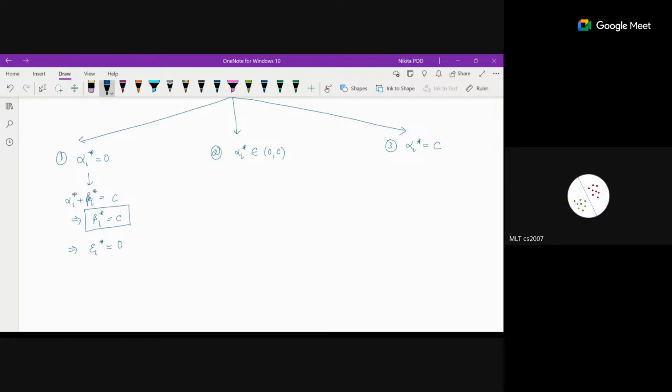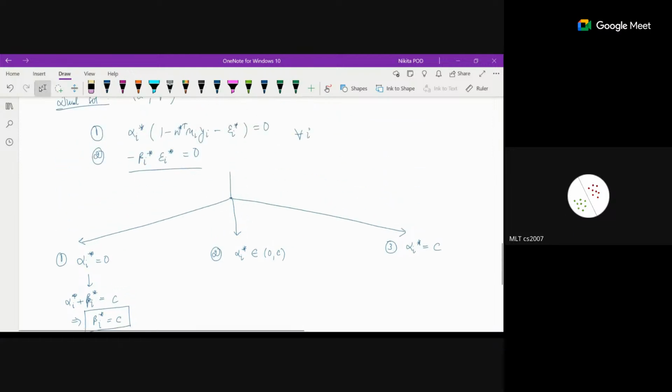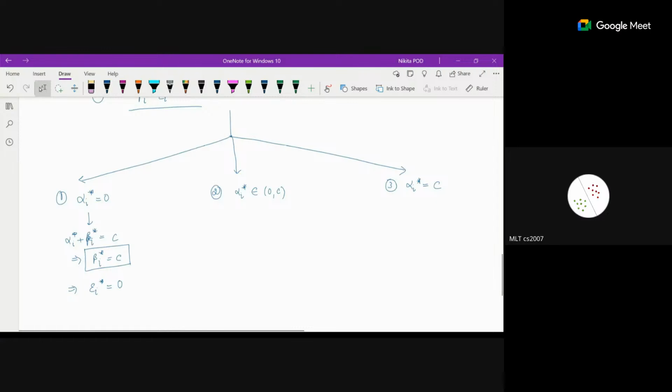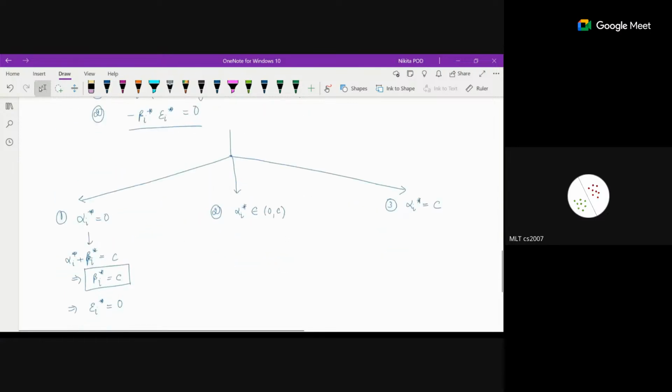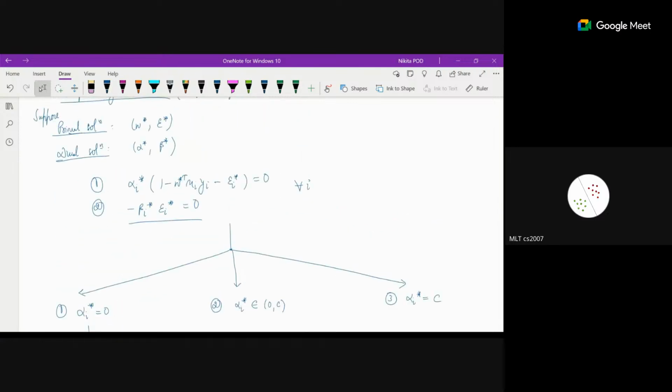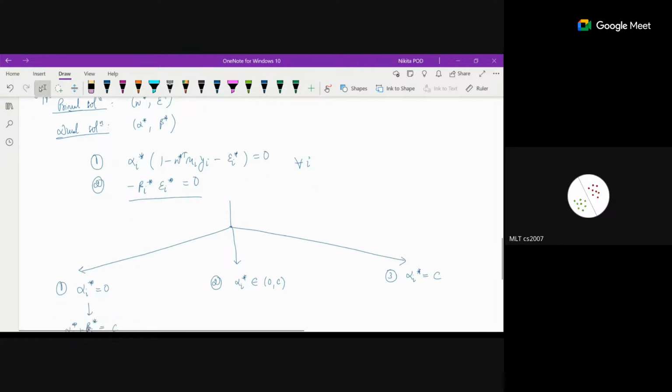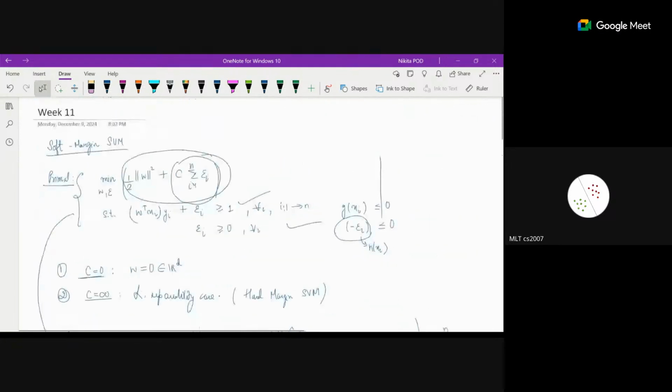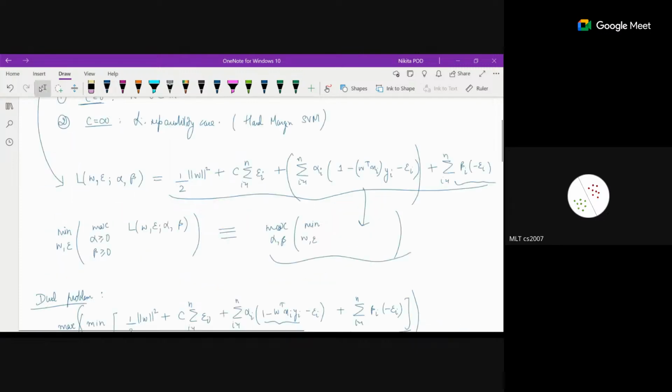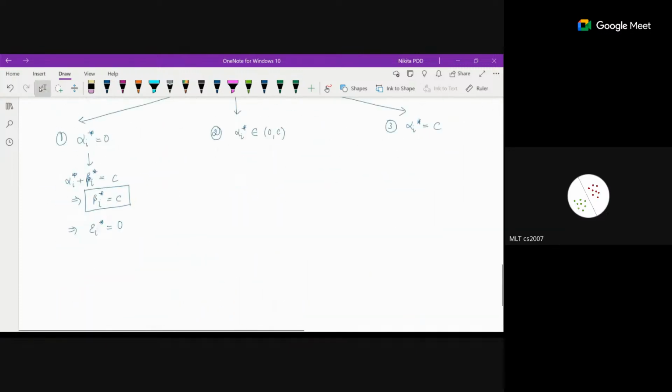Now, from the first complementary slackness condition, if I get epsilon I star to be equal to 0, and my constraint was this one, W transpose Xi yi plus epsilon I is greater than or equal to 1, our constraint was that W star transpose Xi yi plus epsilon I should be greater than or equal to 1.